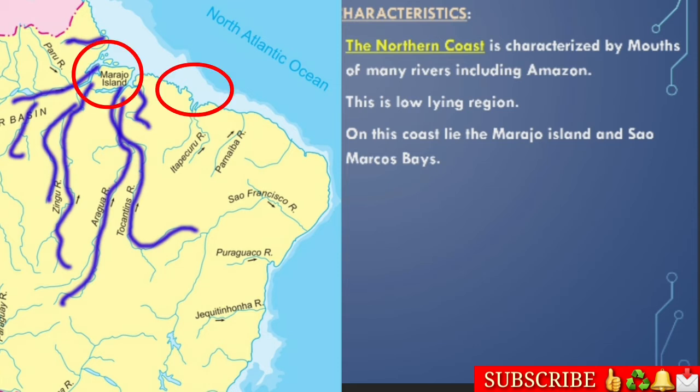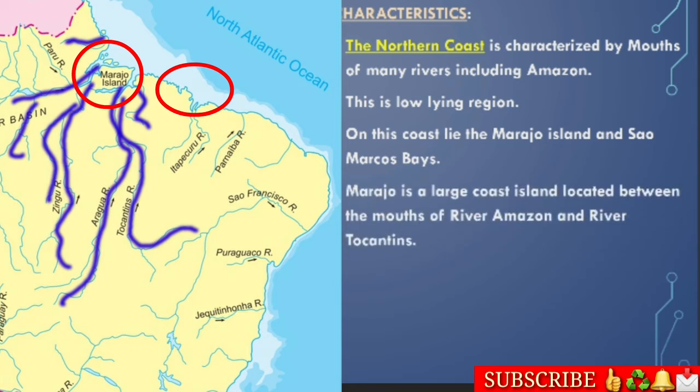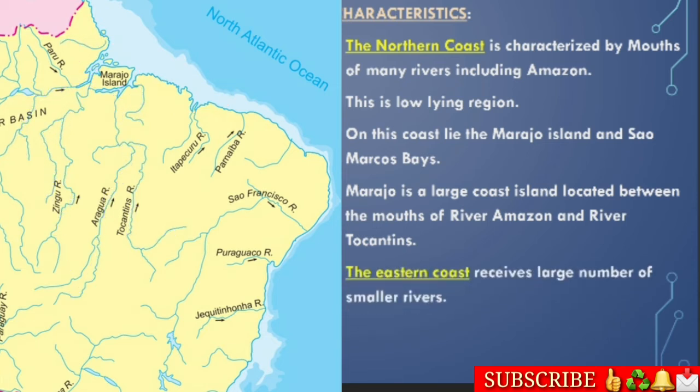Students, here in the map you can see that on this coast Marajó Island and São Marcos Bay are located. Marajó is a large coastal island located between the mouths of the river Amazon and the river Tocantins. Students, here we can see that Marajó is the large island which is located in between the Amazon river and Tocantins river.